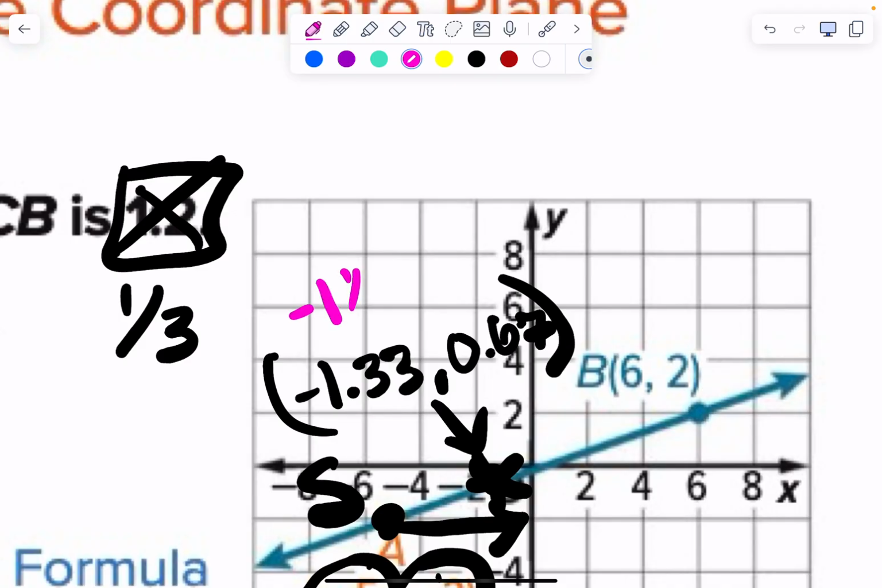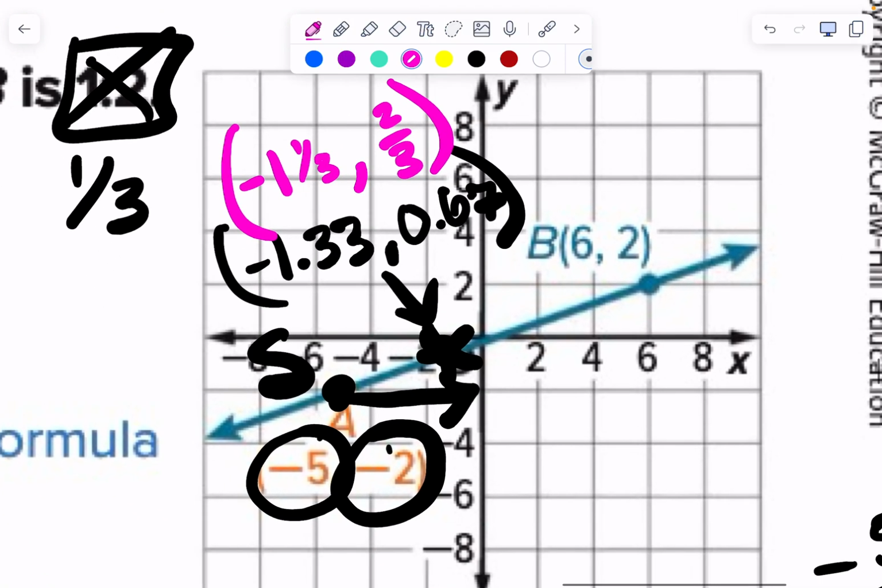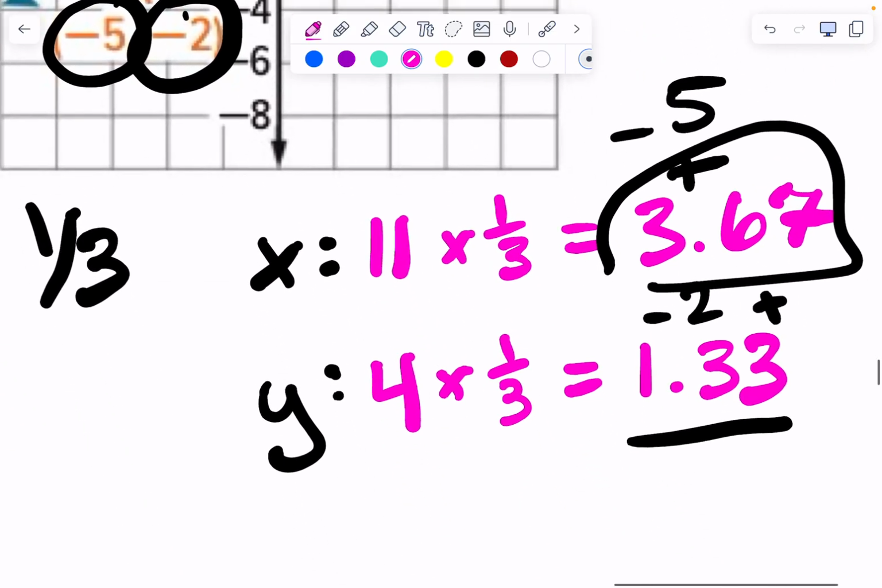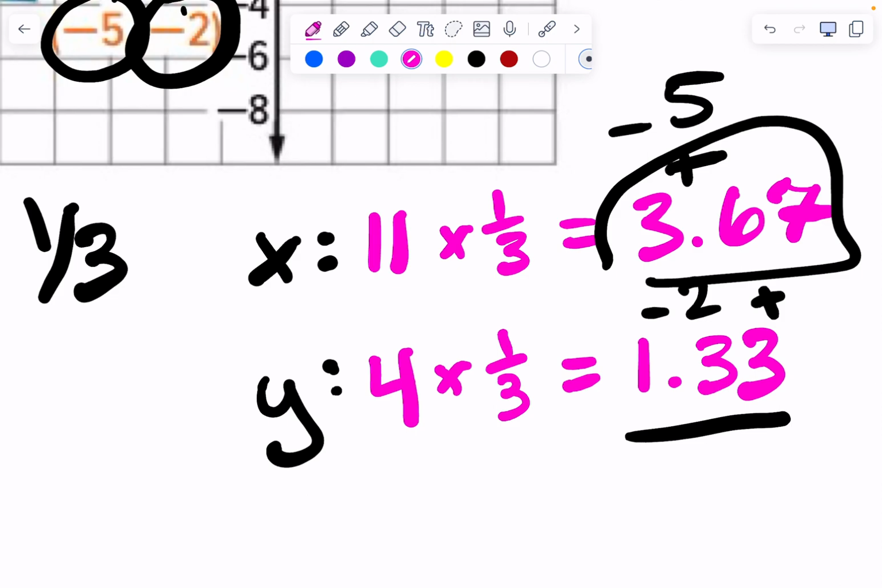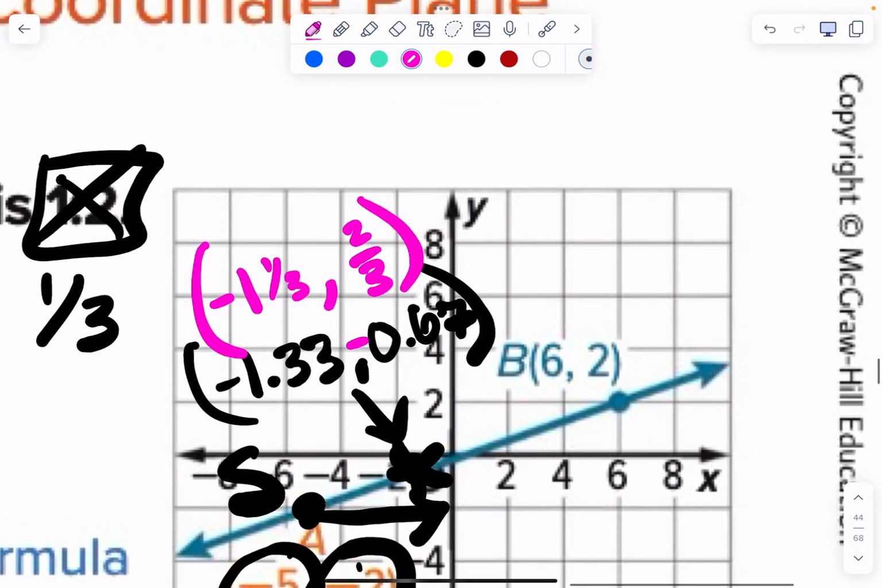-4/3 or -1 1/3. I don't care how you write it, right? What's 0.67? 2/3. Okay, now does that look-ish like where my dot's at? Oh, wait a second. No. Should it be at -0.67? Did I not write that down right? -2 plus 1.33 should be -0.67. I dropped a negative somewhere.